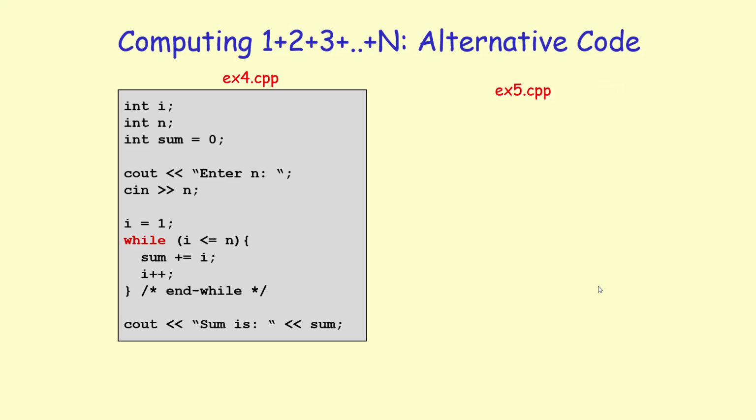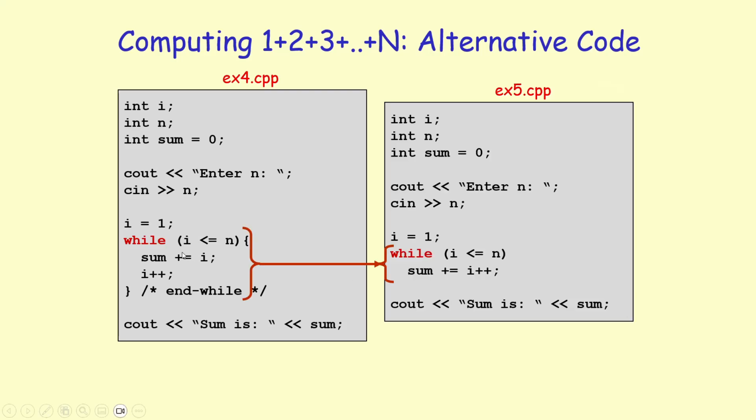Just like we did in the previous example, we can actually write this code in a shorter way as follows. Look at this part of the code. What we're doing is we're doing the comparison. We are getting into the while loop, and then we are saying sum plus is equal to I, and then incrementing I. So I can actually move this increment operation into the summation operation. If you think about it, I can combine these two statements into one statement.